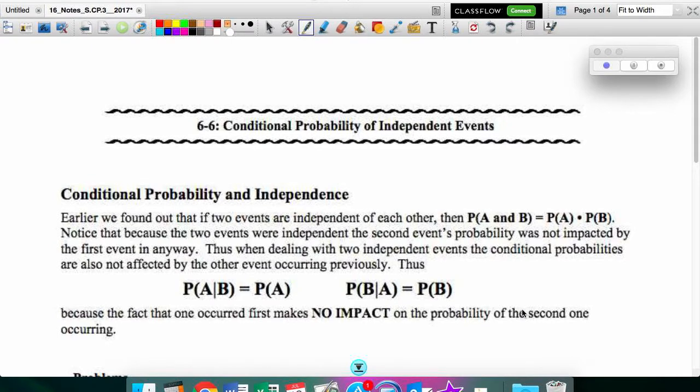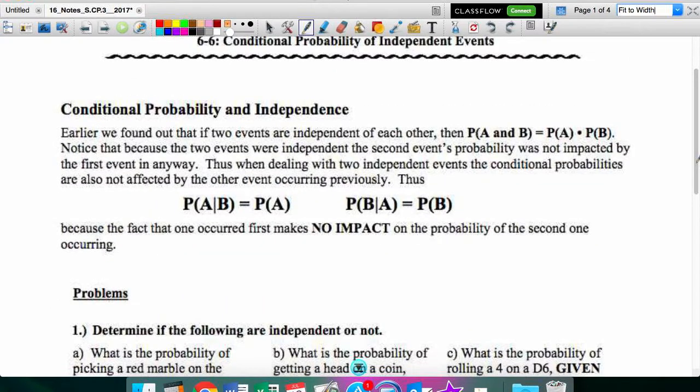6.6 is all about conditional probability of independent events. Earlier, in our independent events set of notes, we learned that the probability of the intersection of A and B was equal to the probability of A times the probability of B. We're going to add two more independent event equations.